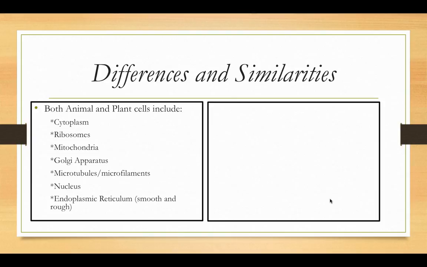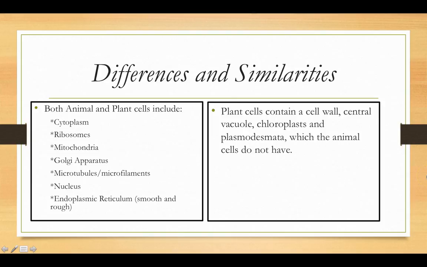Both animal cells and plant cells have these things, but plant cells contain a cell wall, like we talked about before, and a central vacuole, chloroplast, and plasmodesmata, but animal cells don't have these. Let's talk about the central vacuole first. It is actually the largest organelle in a cell. It is surrounded by a membrane, and its main role is to hold materials and waste. So this is pretty much a storage.